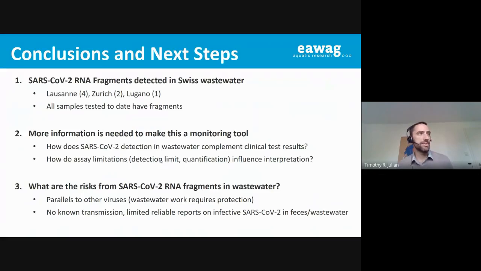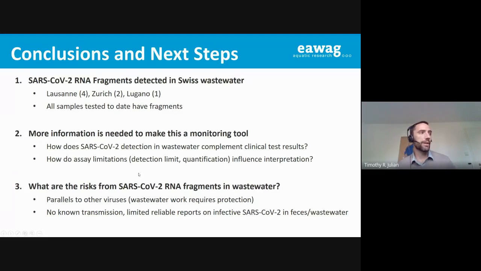But for our conclusions and next steps, for our work in particular, we've shown that RNA fragments are detected in Swiss wastewater. And all samples tested to date have fragments, although they might be below the limit of quantification. More information is needed to make this a monitoring tool. How does SARS coronavirus 2 detection in wastewater complement clinical test results is an outstanding question we have.